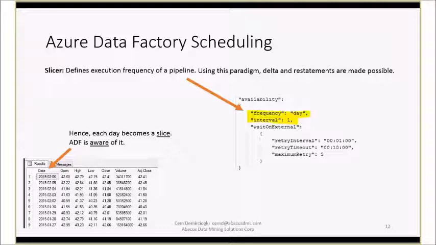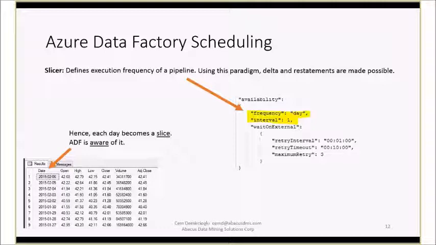So you first say, my pipeline is going to be available between these dates, and then you need to say, okay, what is the frequency? Is it hourly? Is it daily? Is it weekly? Is it monthly? And then you need to say how often during that frequency that it's going to run. So if you say 1 in a day, then it's going to run just once in a day. If you say 2, twice in a day, it's going to run 2 times in a day with 12-hour increments.